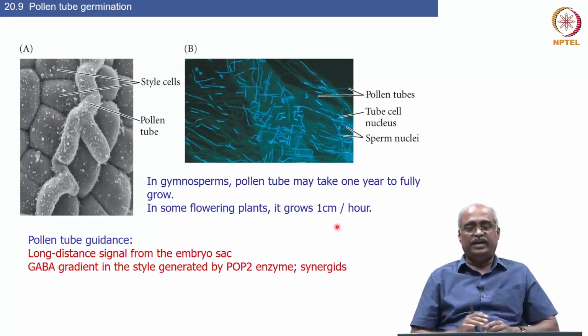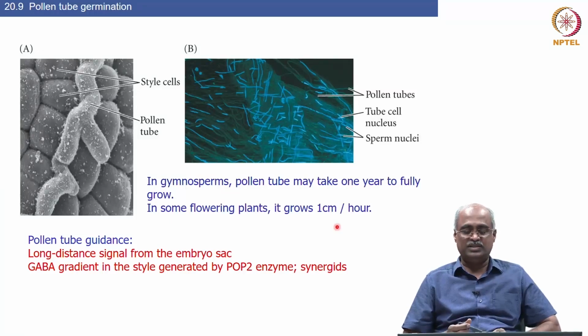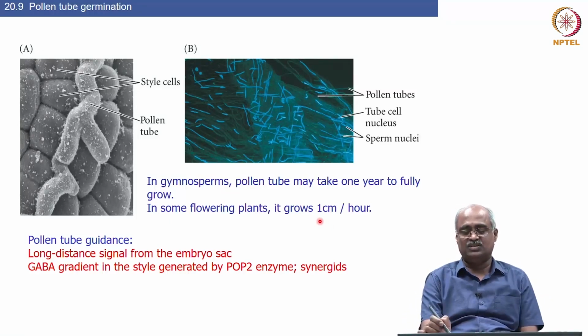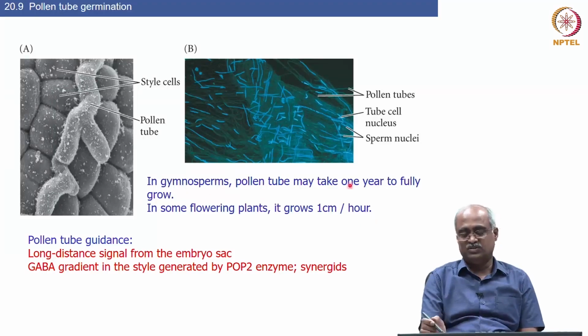So okay, fine. So that is our discussion on the incompatibility. Now let us continue with the pollination itself. Now once it is compatible and the tube germinates, it starts to grow, in some species very rapidly, as fast as 1 centimeter per hour, and in some, like in gymnosperms, it's very slow. It takes longer, sometimes as long as a year to fully grow.